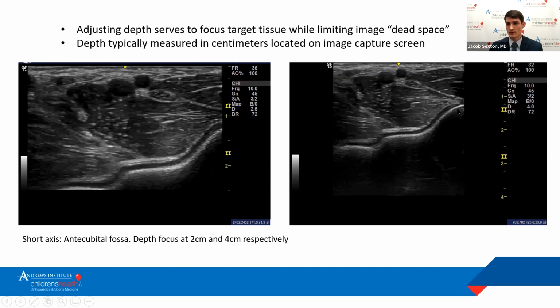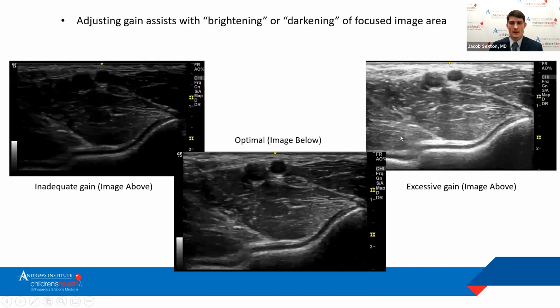Because as we know from the previous slide, sound waves are not going to be propagated through this hyperechoic bony cortex. So therefore, we need to optimize our image to make sure we're focusing on the structure that we want and limiting that dead space.